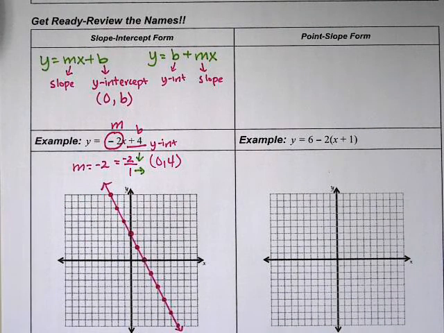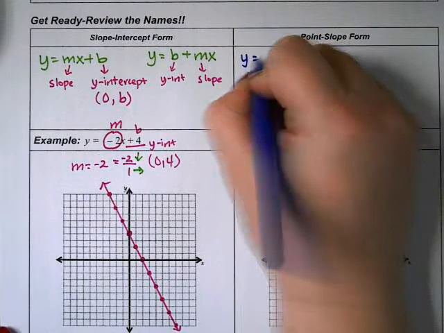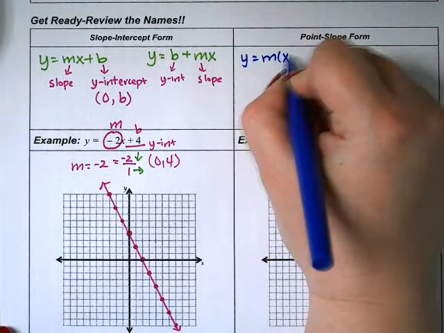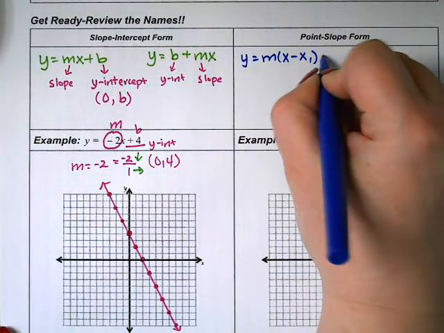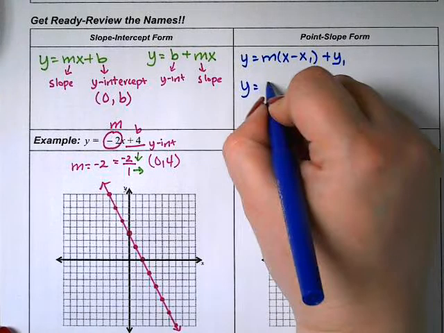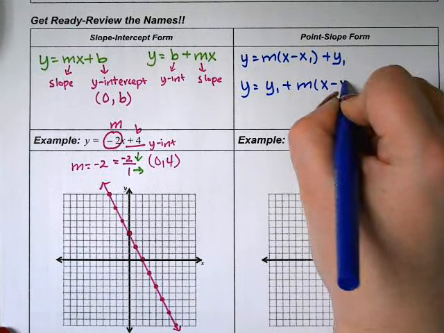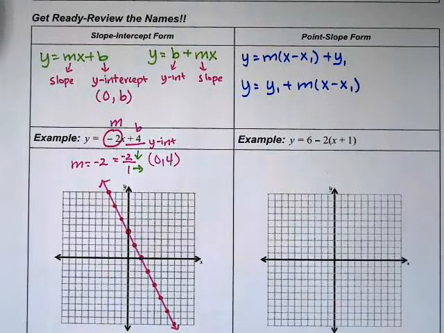So now let's talk about point-slope form. Point-slope form can be written like this: m times (x minus x1) plus y1. Or sometimes you might see it written with the y1 first. So y1 plus m times (x minus x1). Again, mathematicians are not super creative here, guys. This gives us a point and a slope, all right?